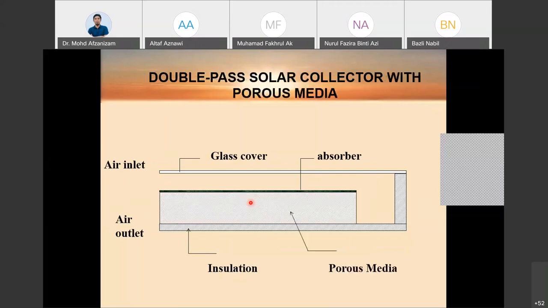So this one also has the porous media inside. Insert the porous media and insulation, and then they go for the outlet. So it depends how you justify your porous media. If you put in porous media, your intention is to increase the temperature of the air. So you need to be very careful to select your porous media. Of course, when you put in the porous media, your velocity will drop due to the resistance of the porous media. So you need to be careful in the justification of why you want to replace all of this.